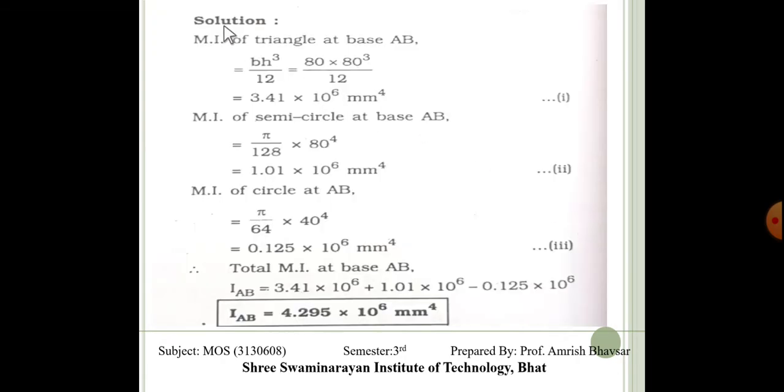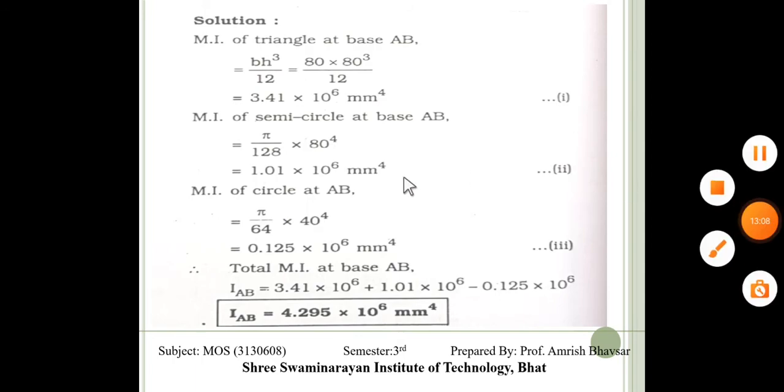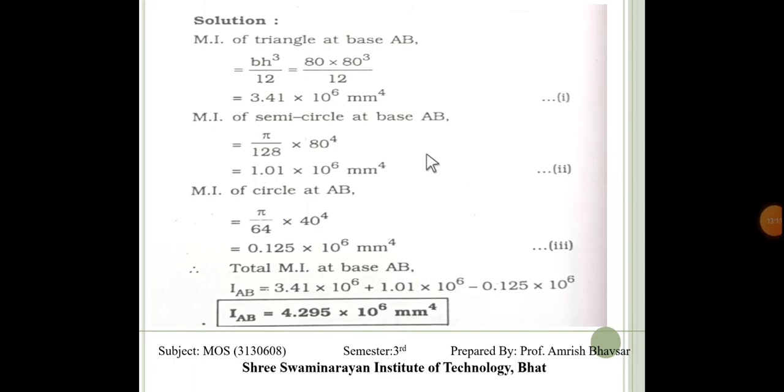So moment of inertia of the triangle about its base: the equation for the triangle base is BH cube by 12. So we will get 3.41 into 10 raised to 6 mm raised to 4. Now for the semicircle, the equation at the base is pi by 128 d raised to 4. And the moment of inertia of the circle at the center is pi by 64 d raised to 4. So the total moment of inertia IAB is equal to IAB1 plus IAB2 minus IAB3. So IAB is equal to 4.295 into 10 raised to 6 mm raised to 4.